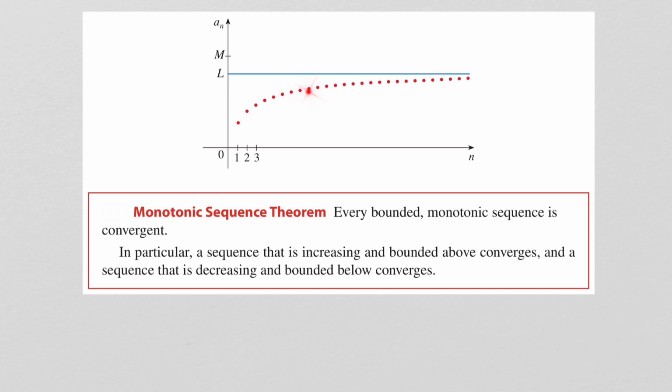So if it's always increasing, but it's bounded, right? That means it can't go above some number. So if it's always increasing, but it can't go above a certain number, it has to converge, doesn't it? Because it's not allowed to go down, because then it wouldn't always be increasing. And it can't go beyond this line, because then it wouldn't be bounded. So if you have a function or a sequence that is bounded above and below, and it's always increasing or always decreasing, it has to converge.